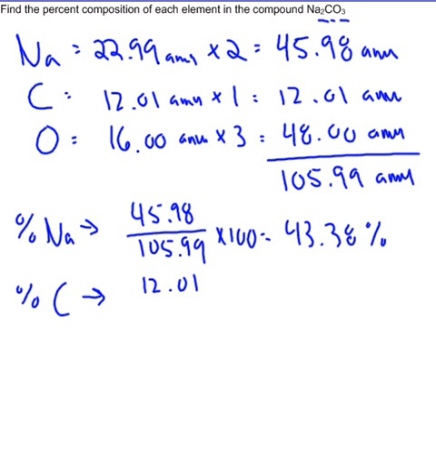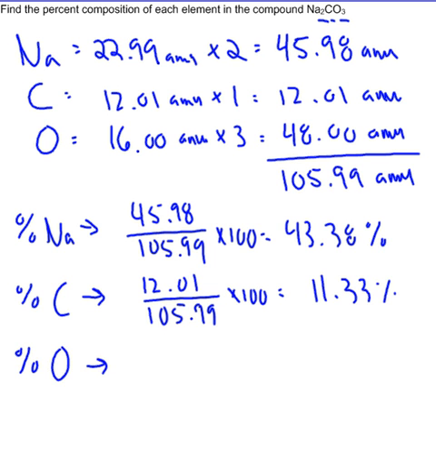To do the carbon, we do the exact same thing. Because there is only 1 this time, we can use the 12.01, which we would have read right off the periodic table. Again, we divide it by the mass of the total compound, and we get 11.33%.